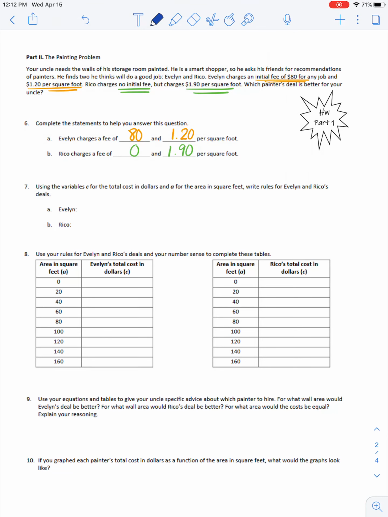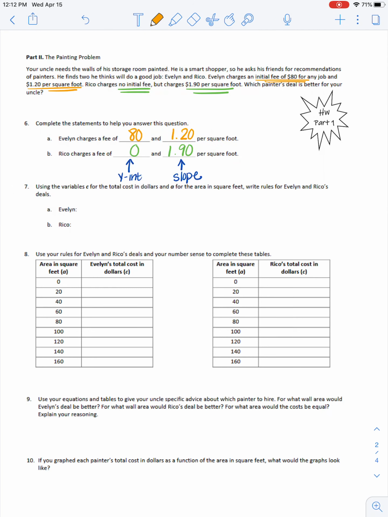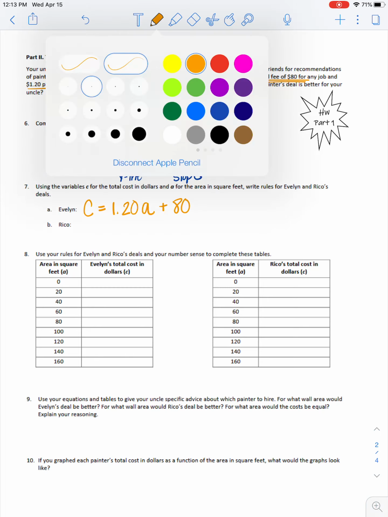All right, so we have to write a system of equations for both of these. Again, your initial fee or your starting value is your y-intercept, and then your rate per square foot, that's your slope. So that's going to help us write these 2 rules here. We know that Evelyn has $80 flat fee and then $1.20 slope. So we're going to use C for cost, which is our y value, and A for the area, which is our x value. So C is equal to the slope times the area plus the y-intercept.